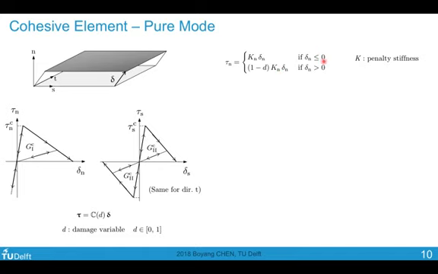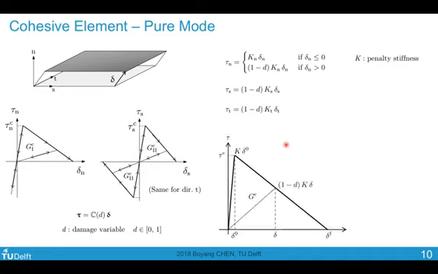Under compression, however, we do not apply this degradation, so that we always have the original penalty stiffness to prevent overclosure. For shear, we apply the degradation regardless of the sign of the shear opening. How do we determine the value of d based on the available information? Taking a generic bilinear cohesive law, this could correspond to either mode 1 and the opening, or mode 2 or 3.